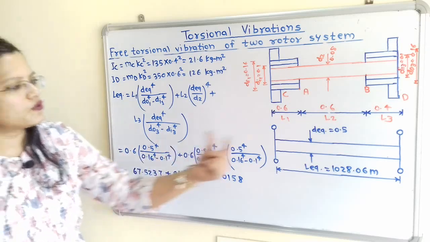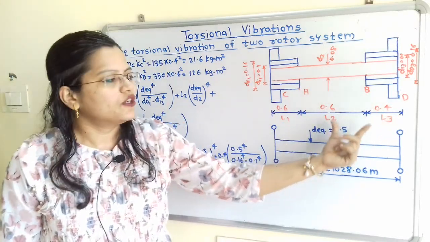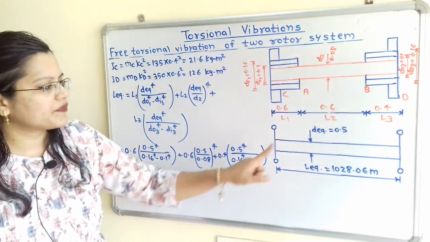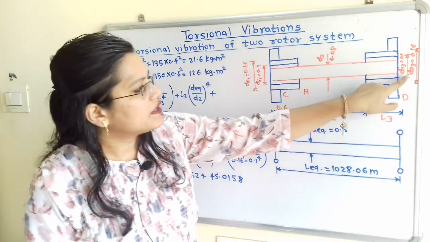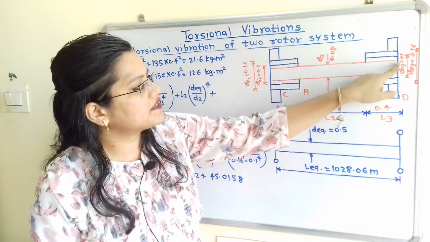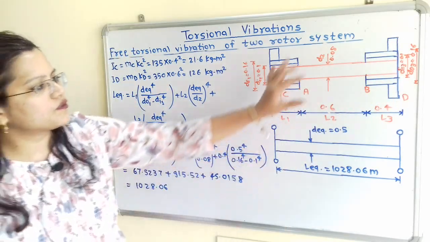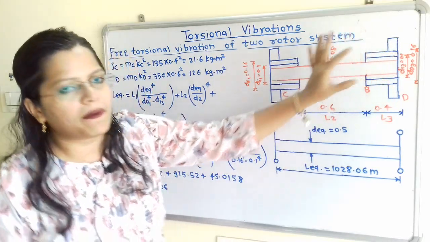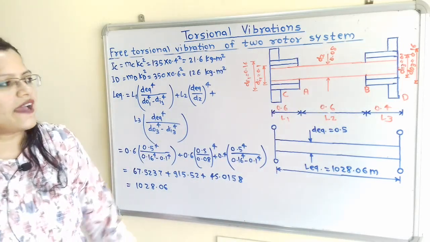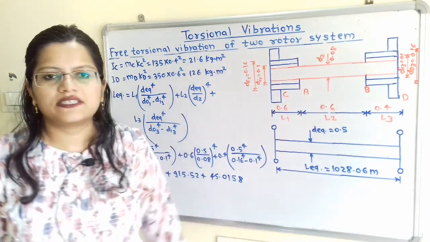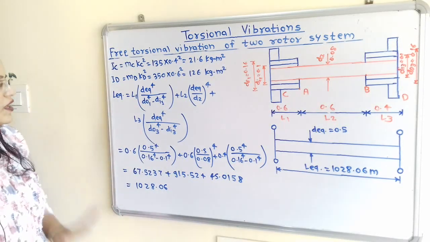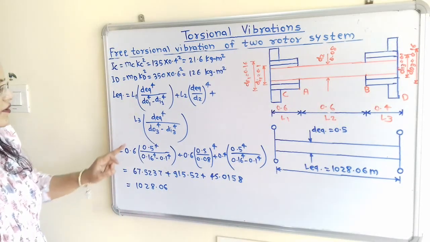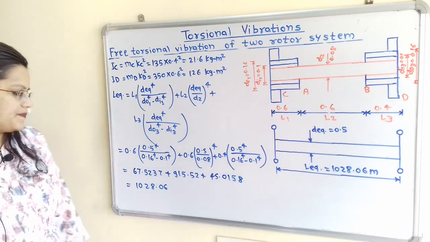Plus, now we will move to the third section, that is L3. So L3 multiplied by D equivalent raised to 4 divided by DO3 raised to 4 minus DI3 raised to 4, because we have to consider only the solid part of the shaft, which is having outer diameter as well as inside diameter. So when we put the values, because all the values are known, then we have to calculate this.